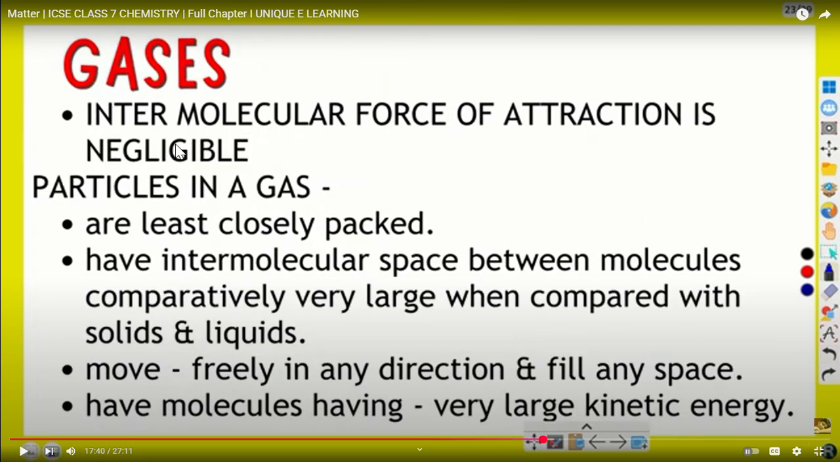Gases: intermolecular force of attraction is negligible. Particles in a gas are least closely packed, and the intermolecular spaces between molecules are very large compared with a solid and liquid. They move freely in any direction and fill any space. The molecules have very large kinetic energy. Yes, they have a very large kinetic energy.